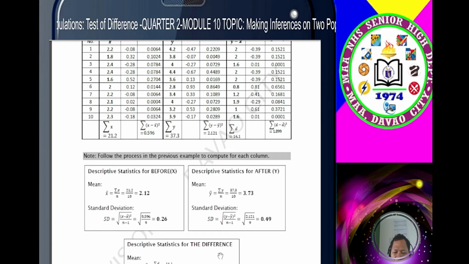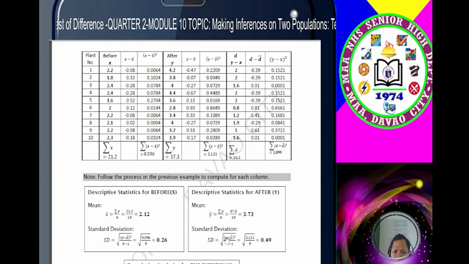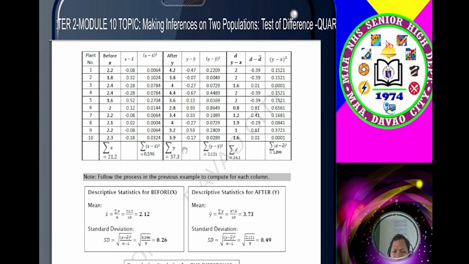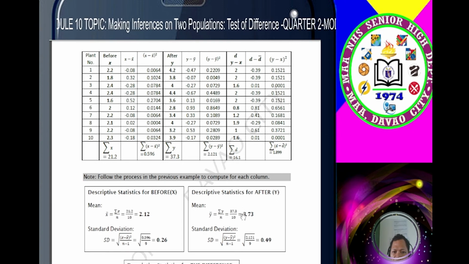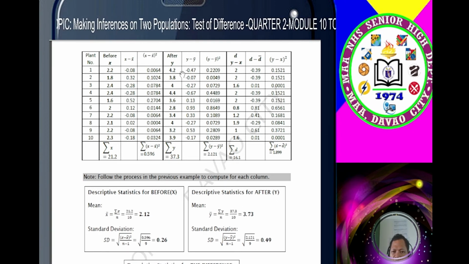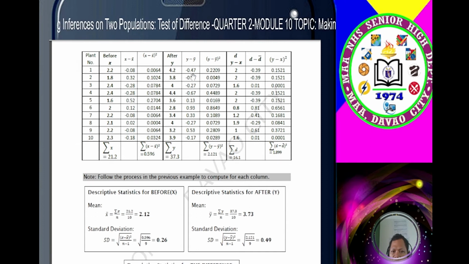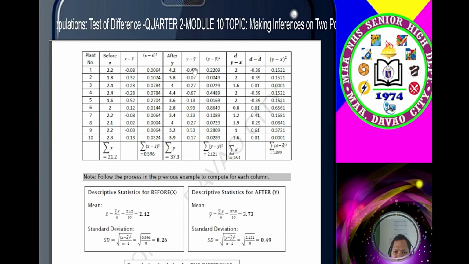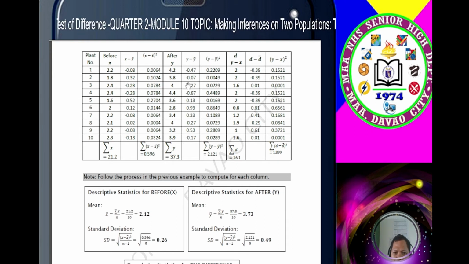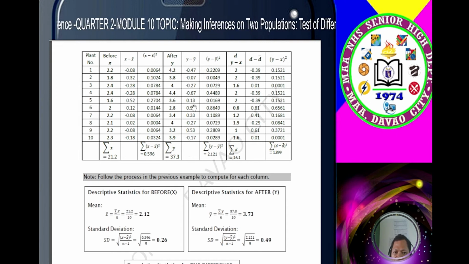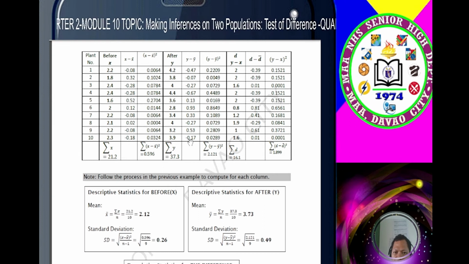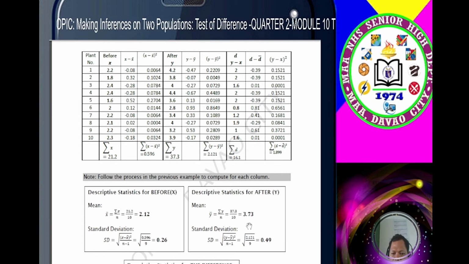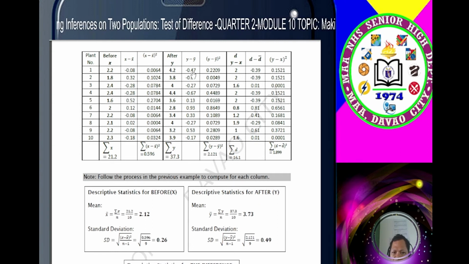Then we need to do the same process for the after data. So here's our after data. The same, get the mean. Our mean is 3.73. Then subtract it individually here. 4.2 minus 3.73. Then until you reach the last element. So here it should be positive. So 4.2 minus 3.73, which is positive 0.47.